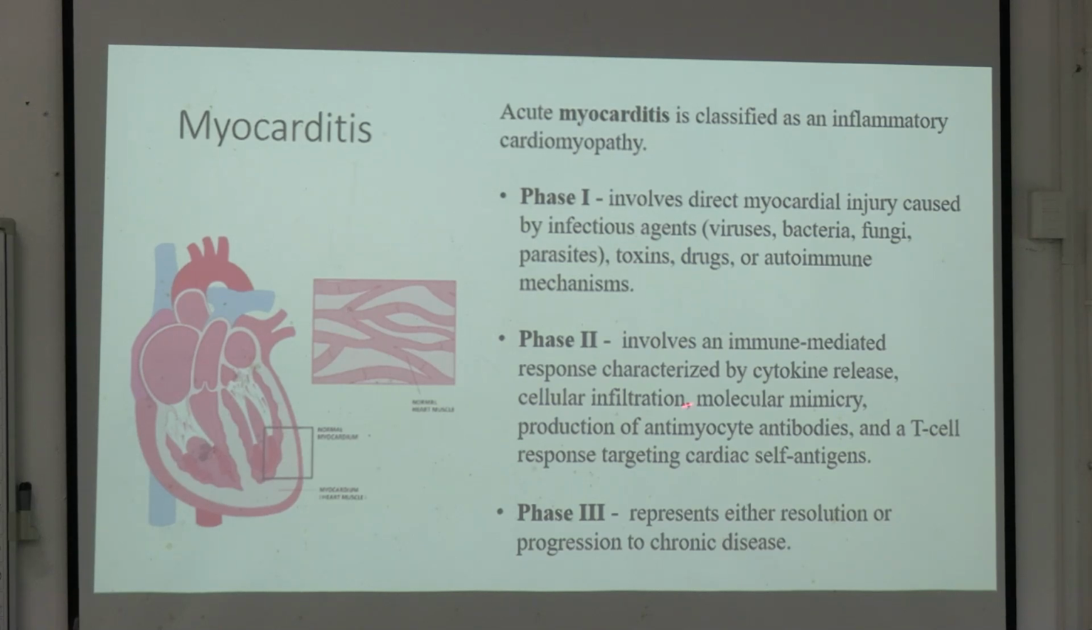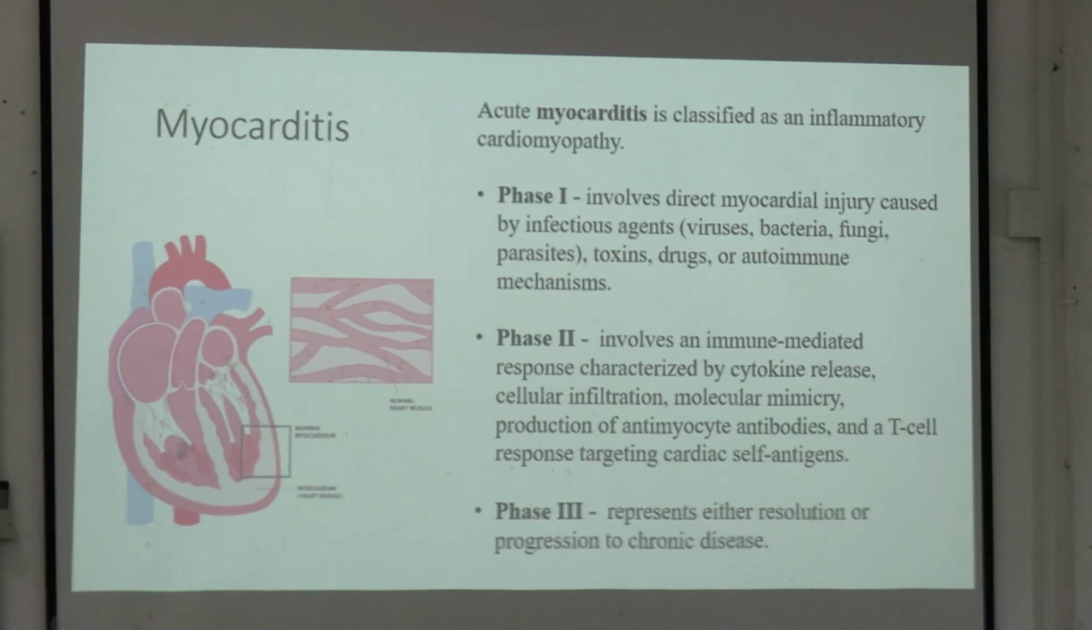Thereafter, in the second phase, there is an immune-mediated response. The immune system is triggered, and because of that, there will be liberation of cytokines, activation of the monocytes and tissue macrophages, and agglomeration of the circulating antibodies. So all these things will damage the cells further. This is phase 2. And finally, we have phase 3, where either the myocyte can recover from the inflammation or it will degenerate.